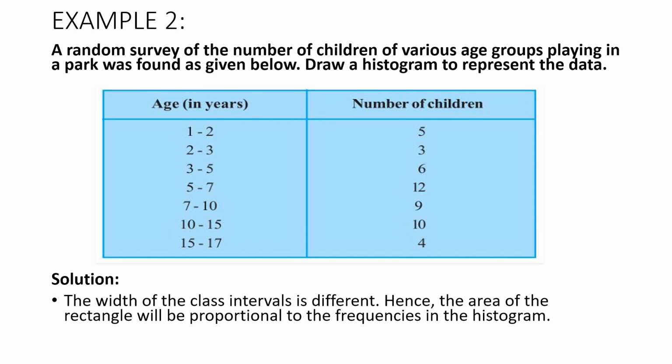You can see that the width of the class intervals is different. For example, for the first one it is 2 minus 1, which is equal to 1. For the second last one it is 15 minus 10, which means the width of the interval is 5. Hence the area of the rectangle will be proportional to the frequencies of the histogram. Let us see how to make the histogram.